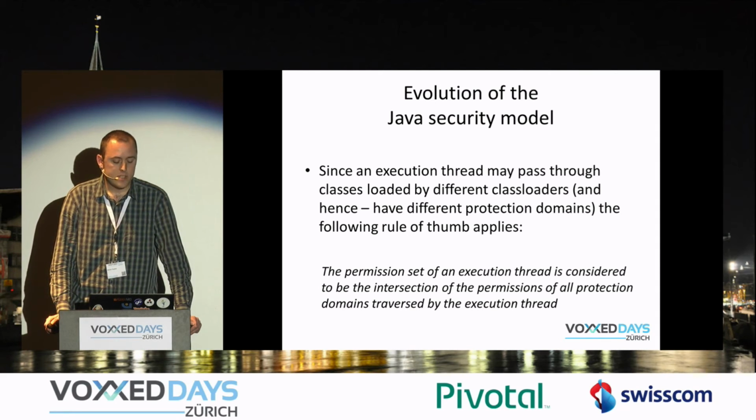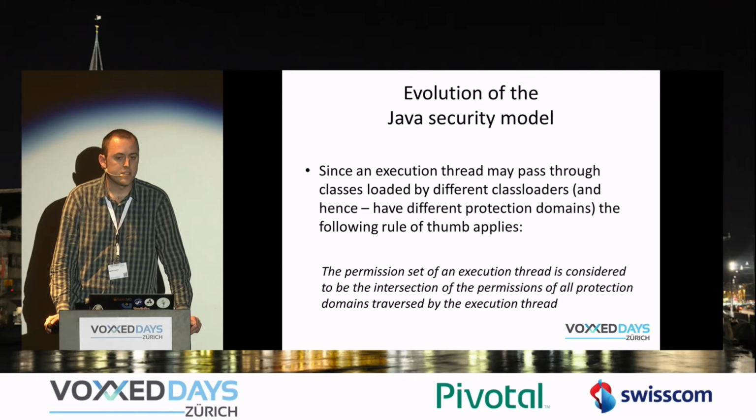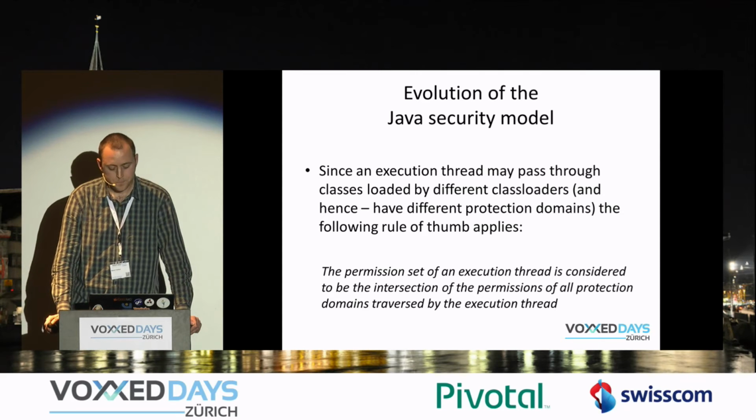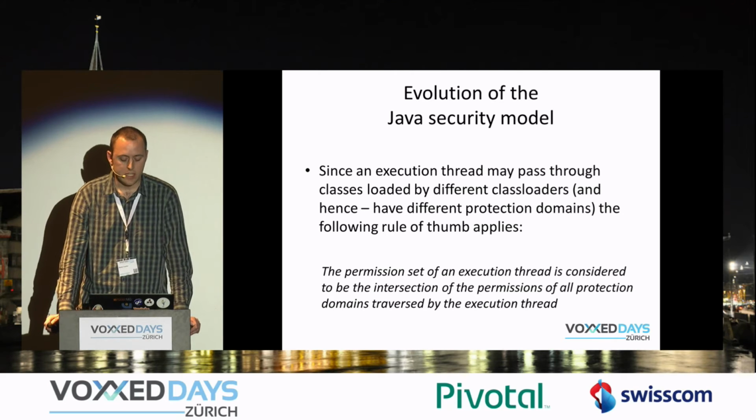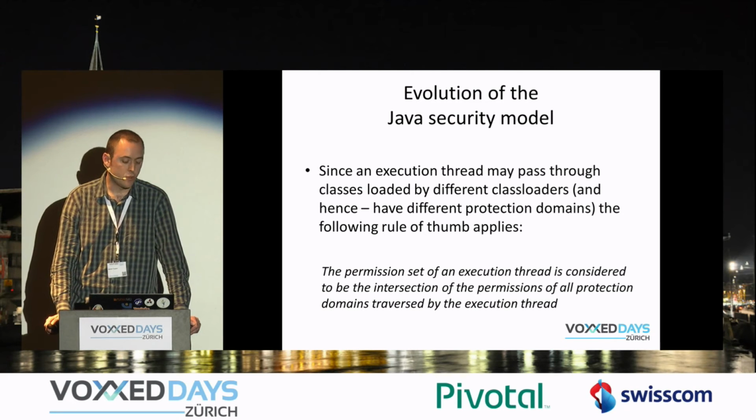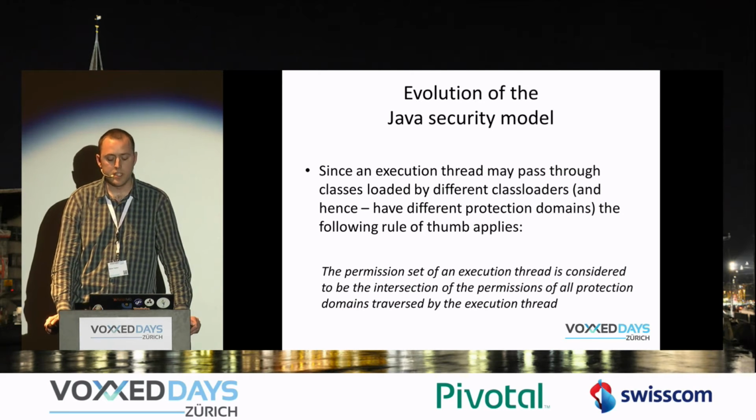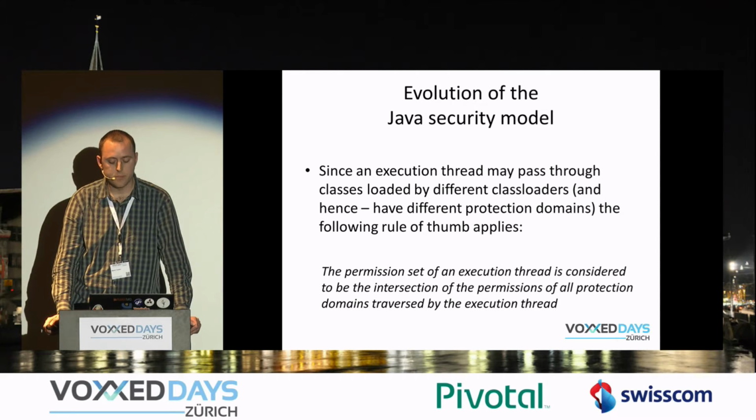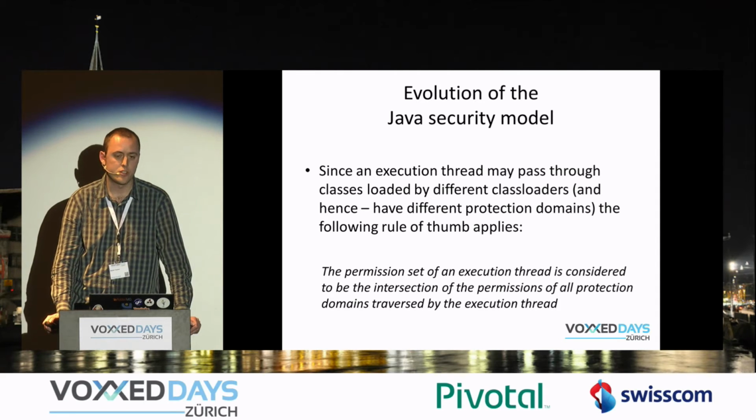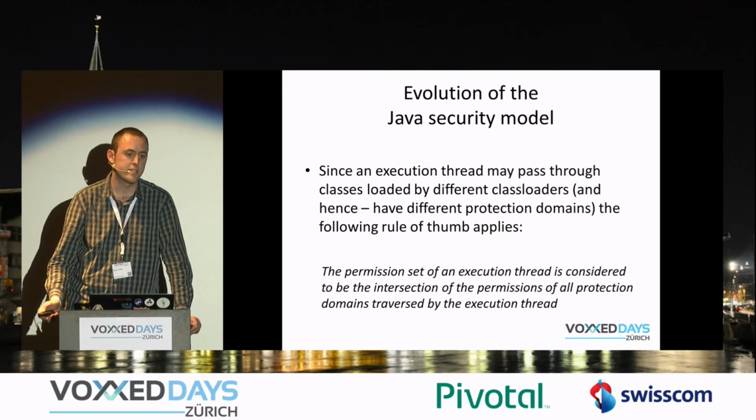This means that once we do permission checking on the source code of the executing WAR file, we have to do an intersection of the protection domains of the source code of the WAR file and of the source code of the application server. So effectively, the permission set of the currently executing thread is considered to be the intersection of all the permissions of all protection domains that are traversed by that executing thread.